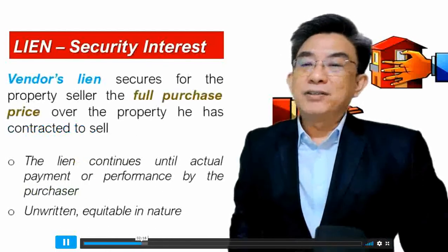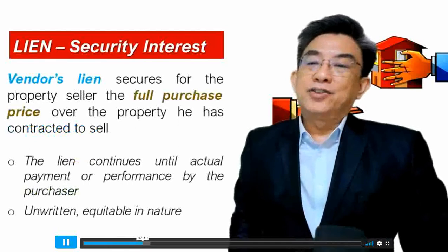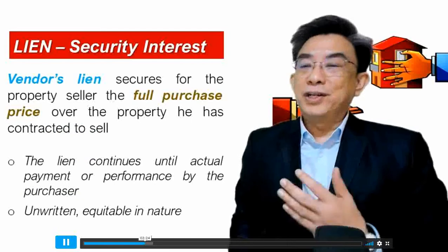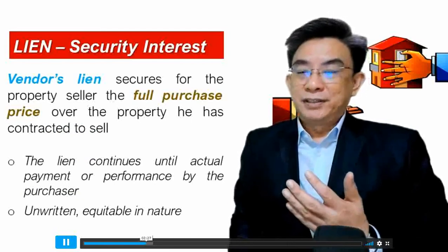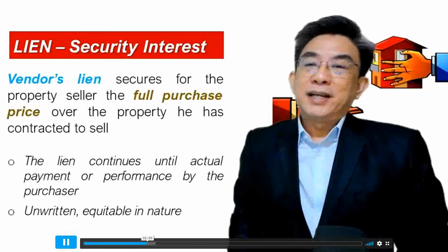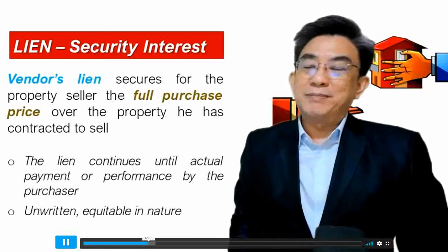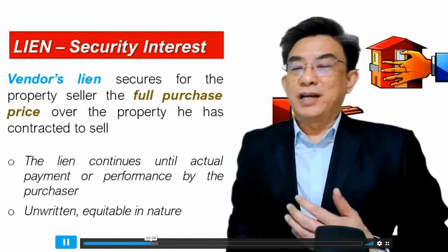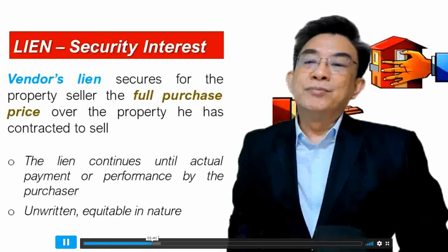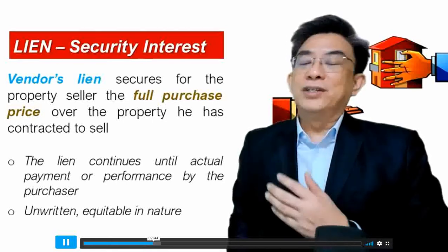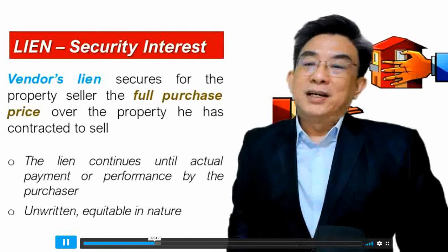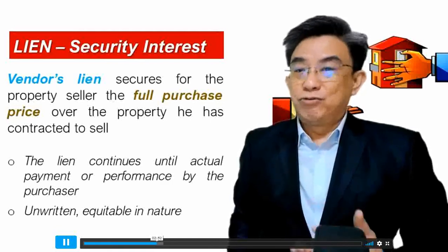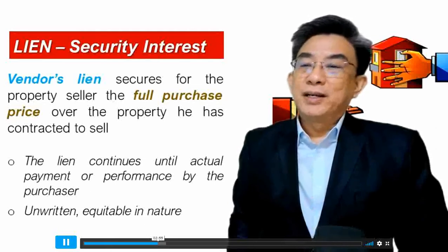Now let's start with vendor's lien. Vendor's lien secures for the property seller the right to the full purchase price. Usually this is after they have entered into the contract with the buyer, and then, for example, in bad times, sometimes the buyers will just back out. So then the seller has the position to actually sue. The lien continues until actual payment or performance by the purchaser. It is an unwritten rule. That's why it's equitable in nature.